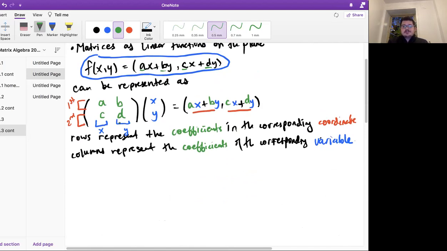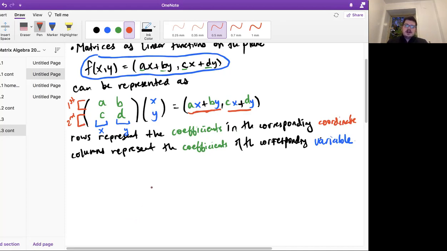So in the matrix, your first row is going to represent the coefficients of the variables in the first coordinate. So the first row, A and B, will represent the coefficients in your first coordinate. Notice that A and B show up in the first coordinate. Your second row are going to be the coefficients of the variables in the second coordinate. So there's C, D in the second coordinate. And now the columns will be the coefficients of the variables. So A and C are the coefficients of X, that's your first variable, and B and D are the coefficients of Y, your second variable.